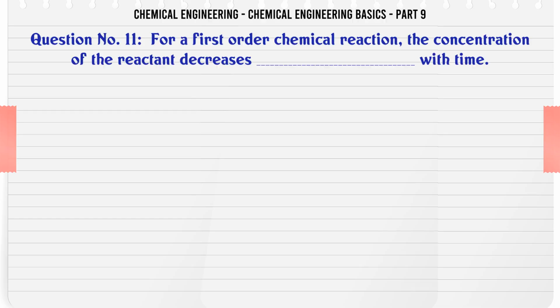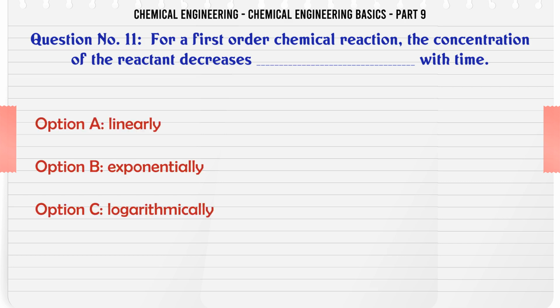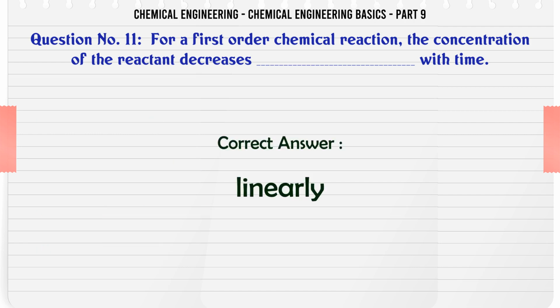For a first-order chemical reaction, the concentration of the reactant decreases with time: A. Linearly. B. Exponentially. C. Logarithmically. D. Inversely. The correct answer is linearly.